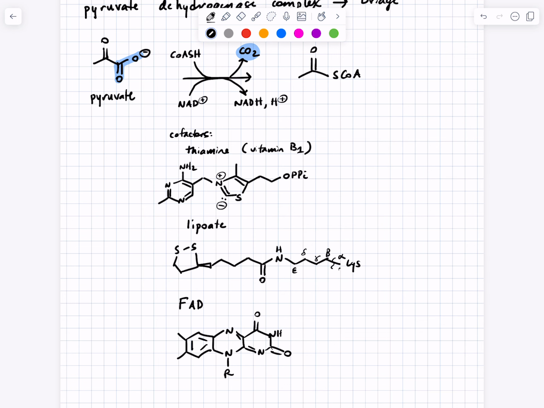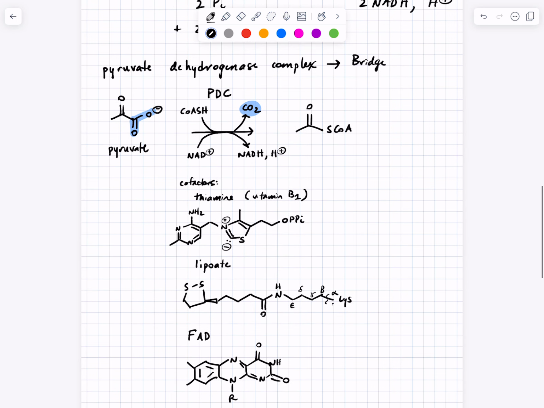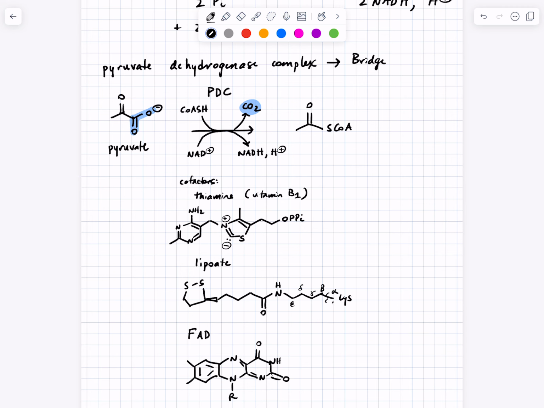All right, so that's FAD. You need all 3 of those cofactors for this reaction to happen. And it turns out it's called the pyruvate dehydrogenase complex because it does 3 things. First, we've got to take care of getting rid of CO2. That's the decarboxylation portion of the reaction.